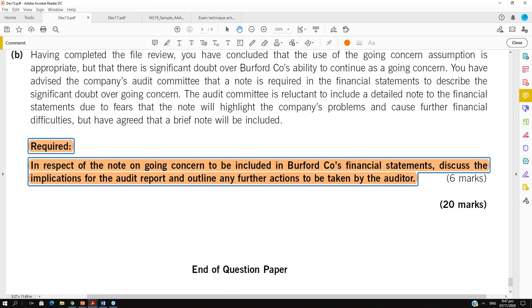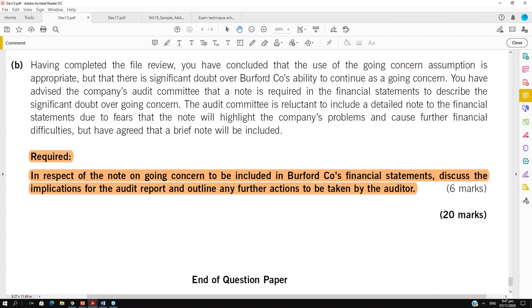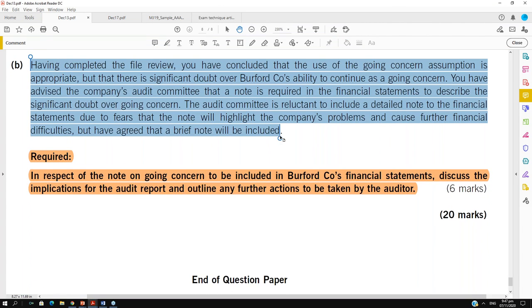Can you just read this small paragraph here, the B part, in respect of the note to be included? Just read this orange paragraph in about 2 minutes, and let's see what the answer should be. Prepare yourself for an answer in 2 to 3 minutes.